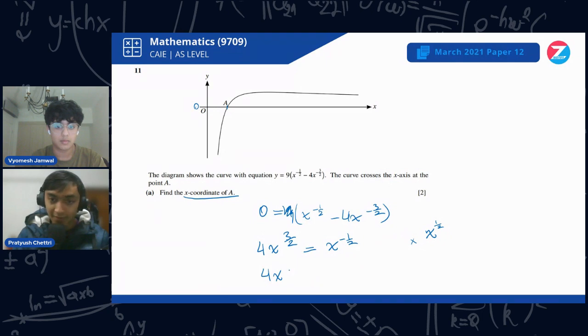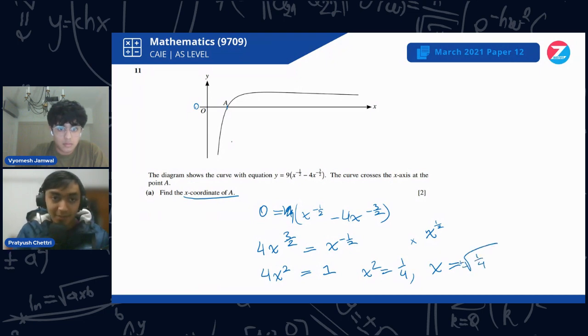Wait a second. Yes, we're good. Okay, 4x^(3/2) + 1... 2 by 4, x squared equals 1, so x squared equals 1 by 4. Hence, x is equal to the square root of 1 by 4.